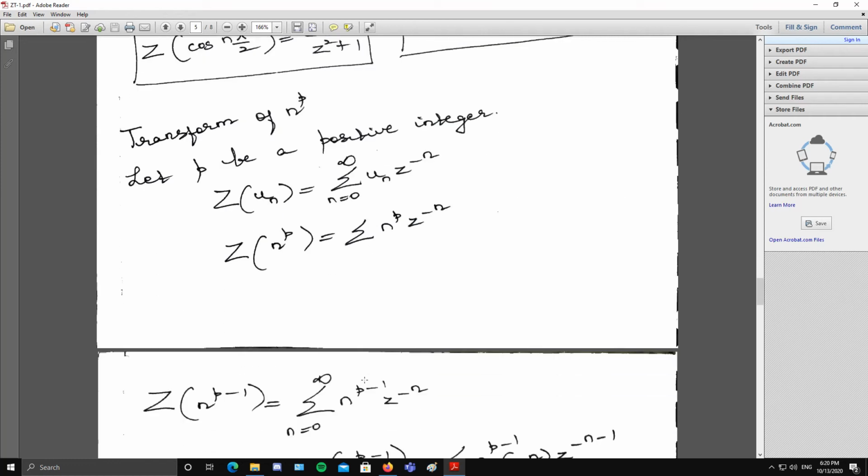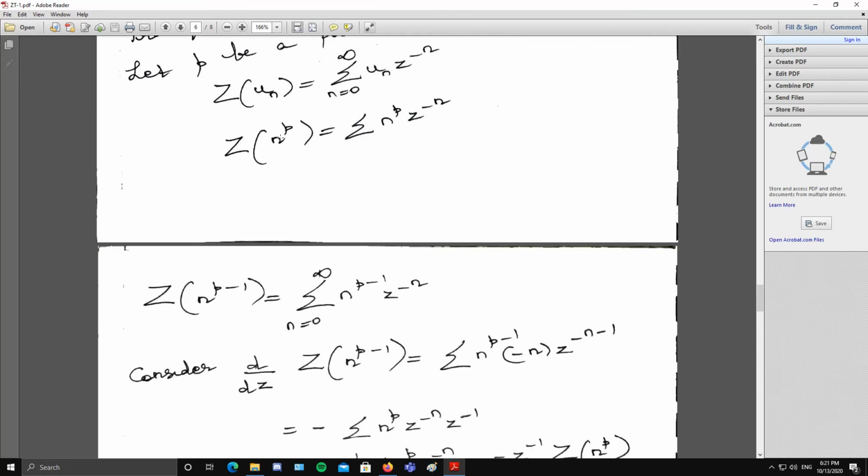Now we will look into the transform of n power p. Start with the definition. Z of u_n is summation u_n z power minus n. In place of u_n you have n power p, so summation n power p z power minus n.